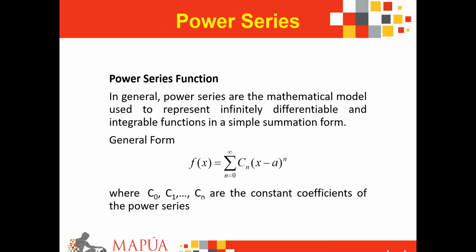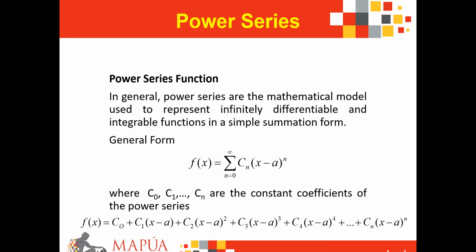Note that the coefficients C0, C1, C2 are the constant coefficients of your power series. And when this particular power series is expanded, you'd end up with this given form. Notice that this expanded form appears in a polynomial function form that is given by x minus a. This given polynomial, when expanded, eventually creates your polynomial.